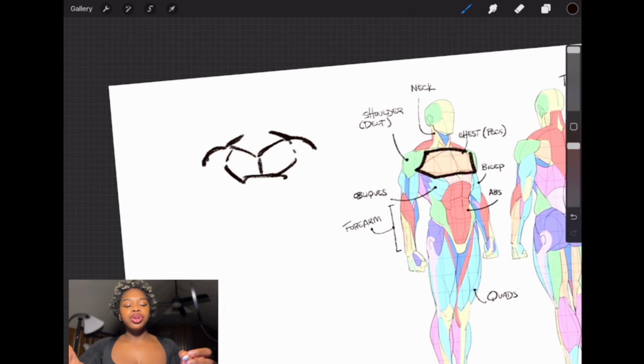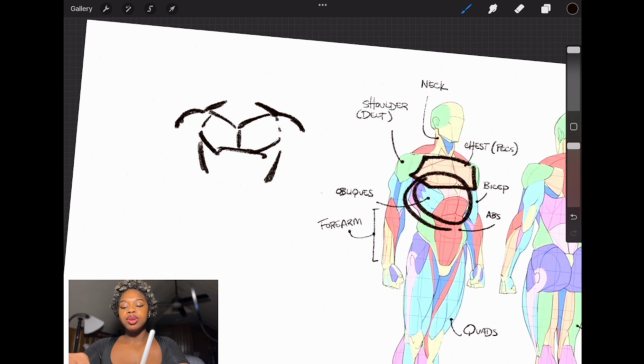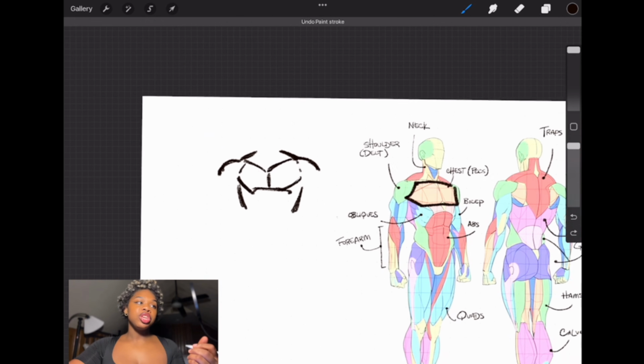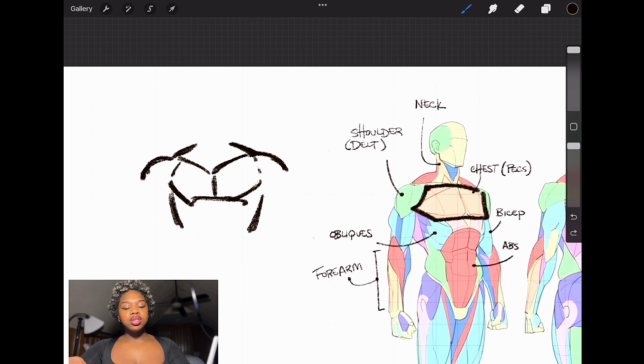Now, this is where it gets tricky, because I actually prefer to draw some of the rib cage right here just so I can get an idea of how these muscles right here are going to sit. So keep that in mind. But we get to this part right here, and this is where the ribs sit and the muscles that lay over it.